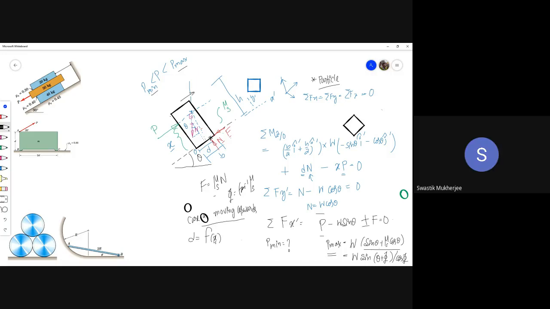Sir, in problems like friction, do we have to draw two separate free body diagrams to show the different directions of friction? Different directions, oh okay, you are considering cases a and b. Yes, you should.